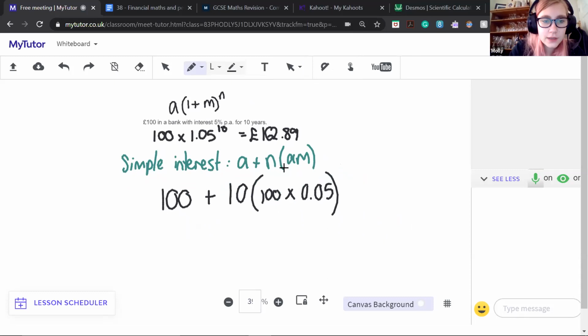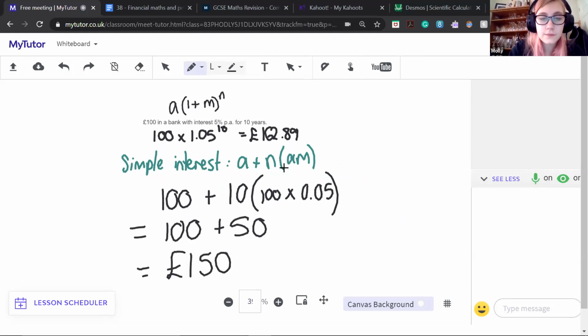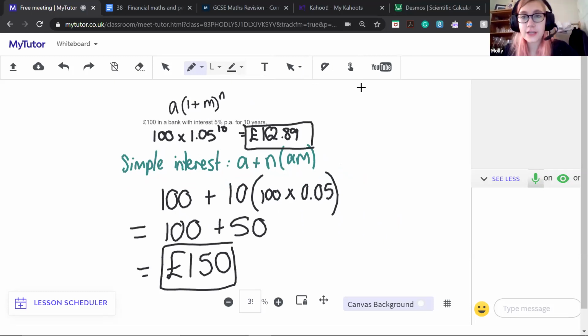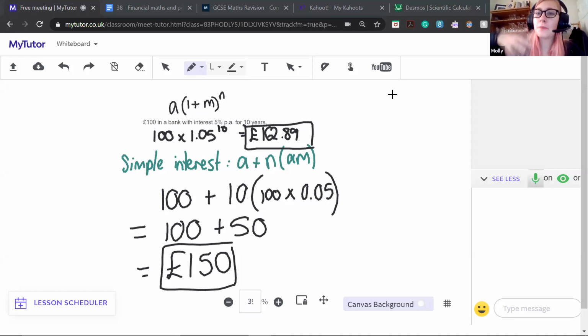So the answer that we'll get for this one is, so this is 100 plus 10 lots of 5, so 50. So this one's 150. So see how we get completely different answers for compound interest and simple interest. Compound interest, as I said, is what is used in the real world, because simple interest relies wholly on the original amount that you put in. And that wouldn't work in the real world, because sometimes people suddenly get a lot of money and then all they would do is take it out and switch to another bank to start earning the interest on that money.